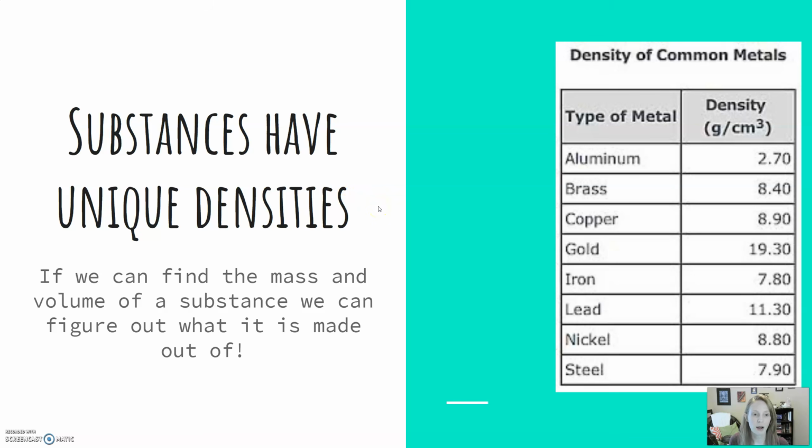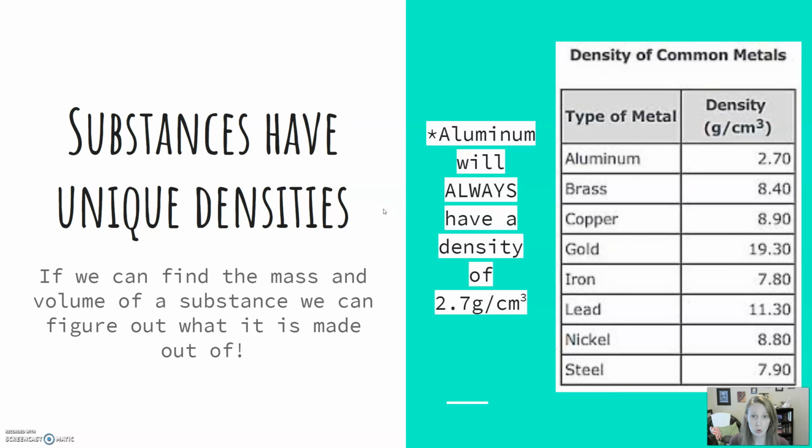So for example, we have this density chart over here to the right, where it has a bunch of listed densities for different types of metals. It does not matter the size of the object, it only matters what the object is made out of. So for example, all aluminum, as long as it is pure aluminum, will have a density of 2.7 grams per centimeters cubed.